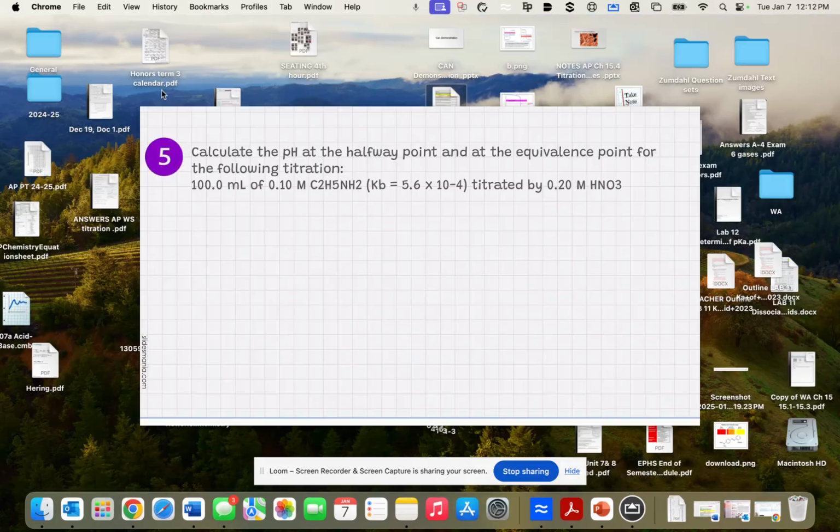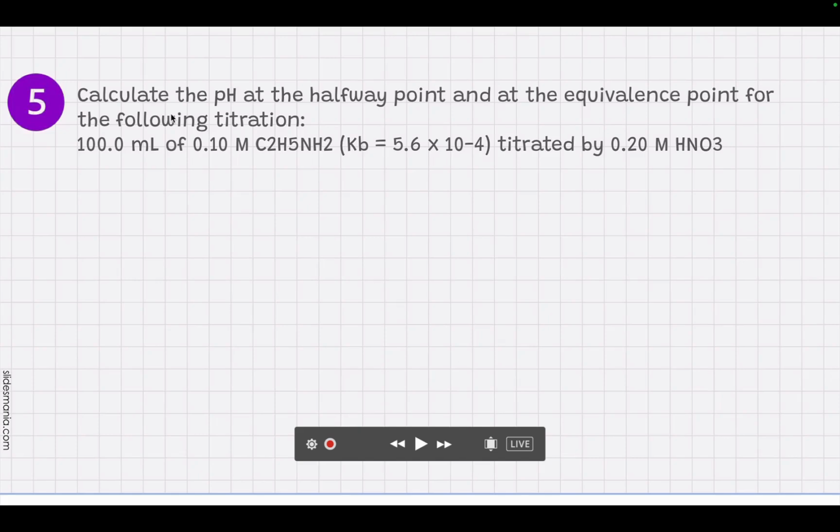Hi, this is going to be an AP video. We're going to cover a couple problems that are in section 15.4. So these are similar to some Wabasein questions. I'll post the question number next to the video.